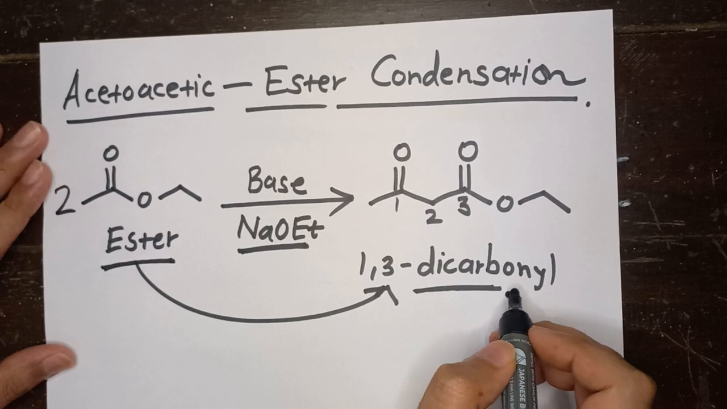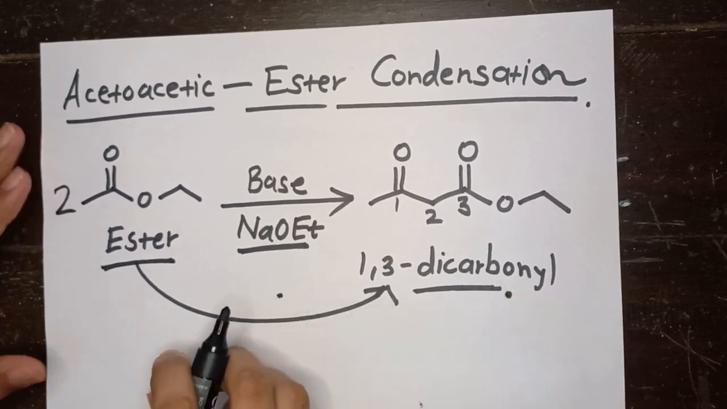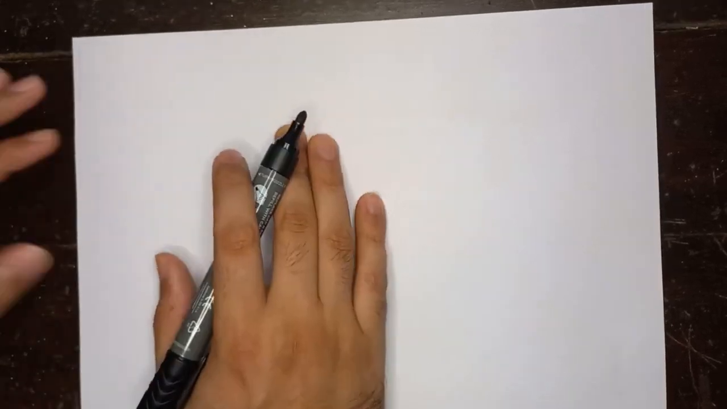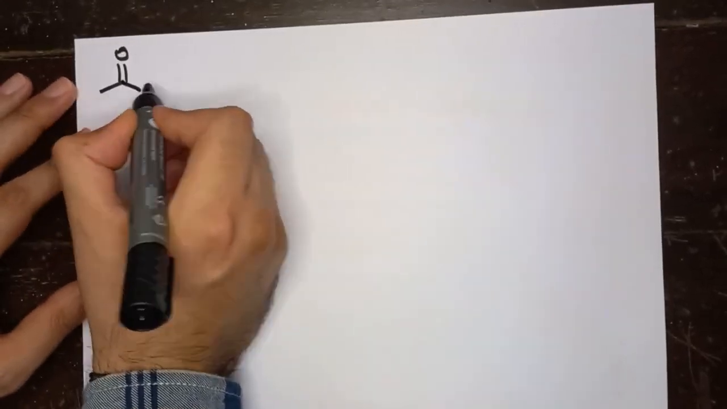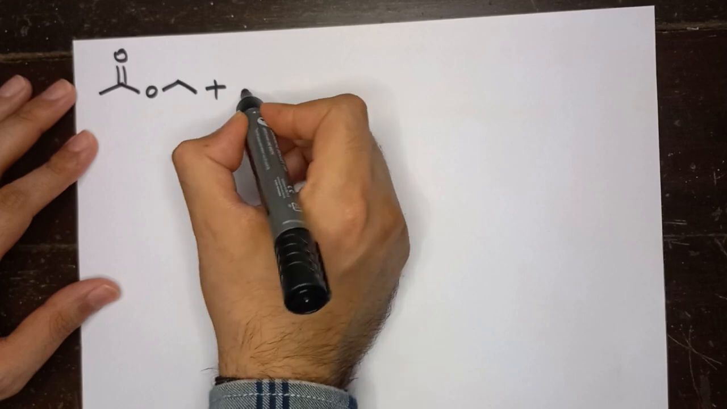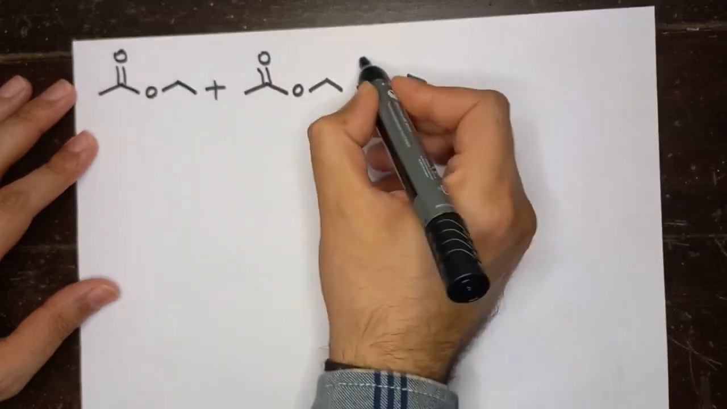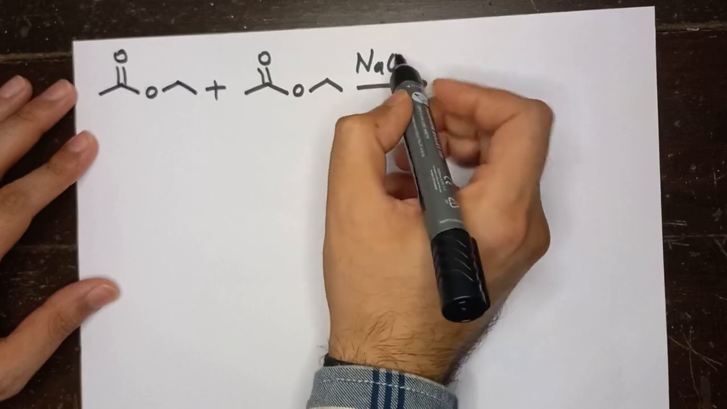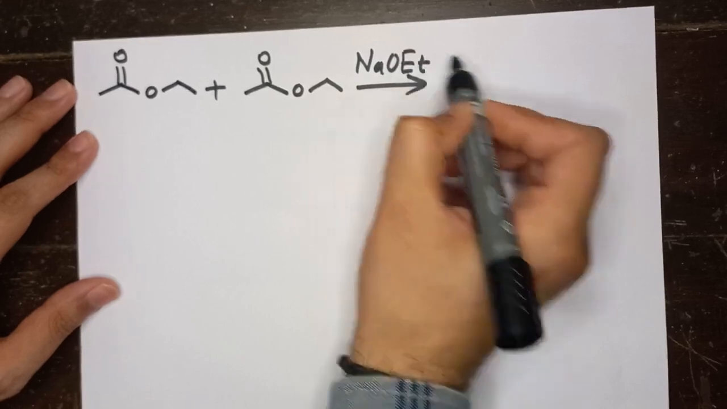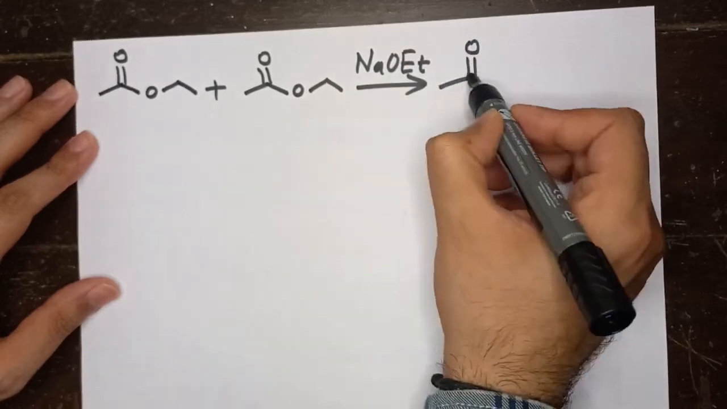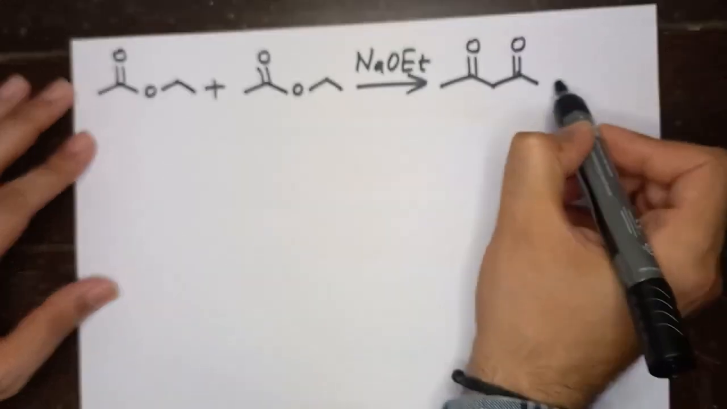Now let's draw the mechanism for this particular reaction. So the reaction is, we have two ester molecules, we have sodium ethoxide, and we are generating this 1,3-dicarbonyl system.